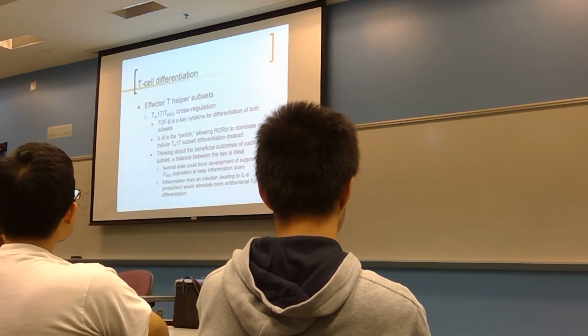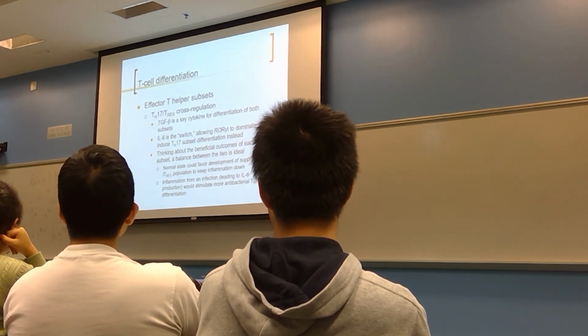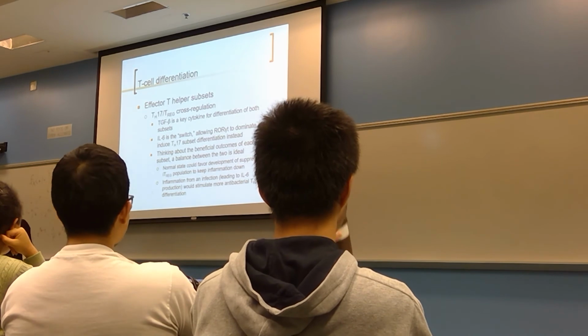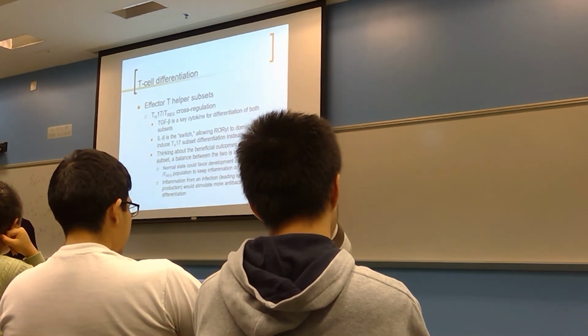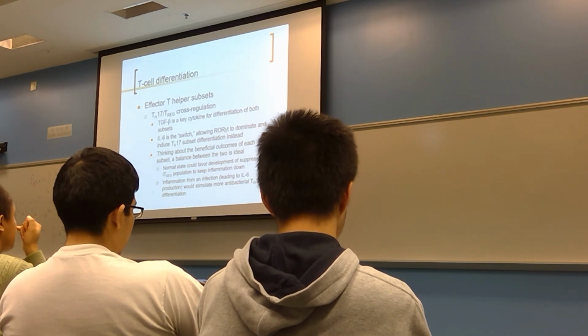T regulatory, what is that? We think that T helper 17s and T regulatories can switch back and forth. Not 100% sure. We know that IL-6 will cause T helper 17s.